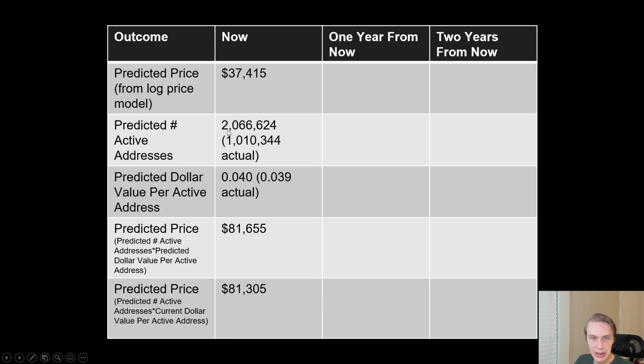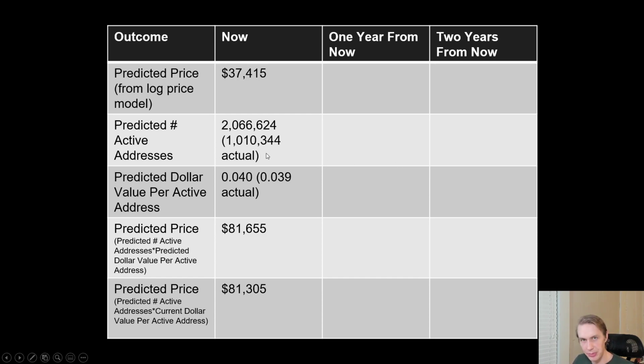Predicted number of active addresses is actually over twice as many as we have right now, which I think is quite interesting. Based on historical trends, fitting a logarithmic curve over the number of active addresses on the Bitcoin network, we would actually predict there to be over 2 million active addresses, whereas there's only 1 million active addresses right now. That's what this actual is, the current actual number of active addresses. So we're well below where we expect to be. And that's where I'm saying that if we do expect some reversion back to the expected value, the fair number of active addresses, we might actually expect Bitcoin to grow from here.